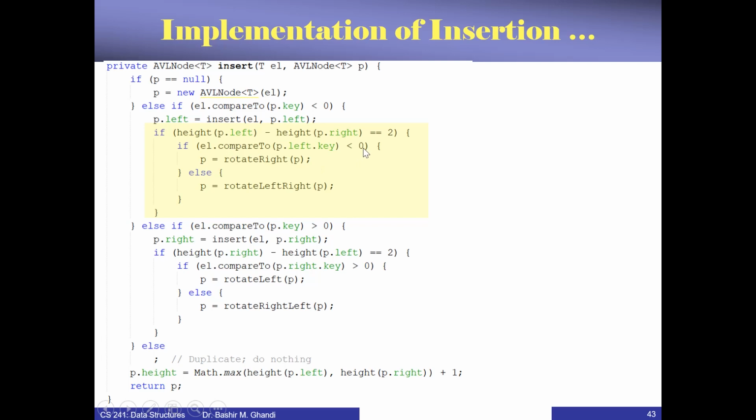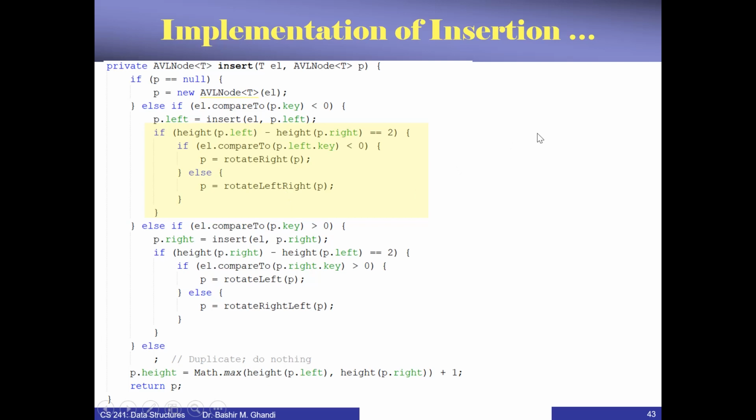We have done insertion on the left, but what about the balance factor of the left of that? If the balance factor is negative, then what we have done is a left-left, so we will do a single right rotation. You see we're saying p becomes rotate right p. On the other hand, if the balance factor is 0 or greater than 0, the element was inserted on the right of the left. So it was left-right, and therefore you will call the rotate left-right method to restore the balance.